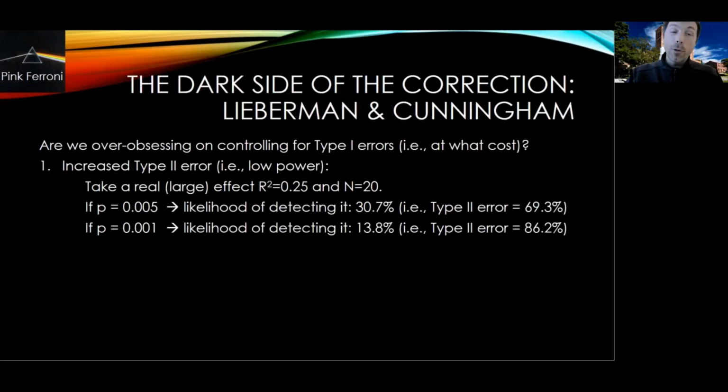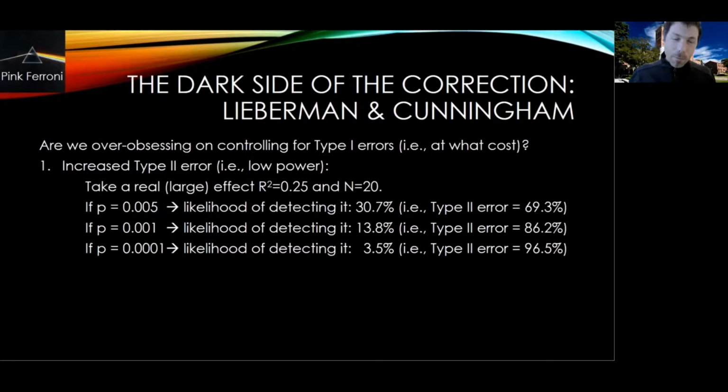If you thresholded it at 0.001, the likelihood of detecting it is just about 14%, leaving you with an 86% of type 2 error, excuse me. If you thresholded it at an even more conservative 0.0001, the likelihood of detecting it is 3.5%. I mean, very clearly, as we crank up the dial on how stringent we want our correction to be, we're losing opportunity to find real effects.